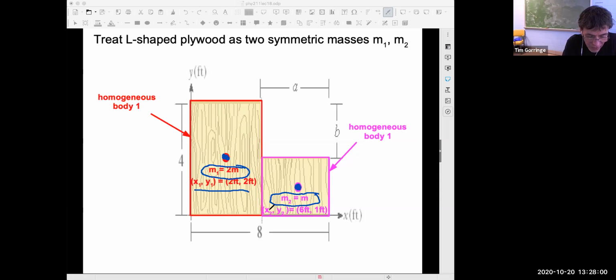I also know the positions of their centers of mass. So for the mass on the left, I called its center of mass position X1, Y1. It's halfway across here, so that's 2 foot. Halfway up here, that's 2 foot. So it's 2, 2 in feet. And for this one over here on the right, it's halfway across here, which is going to be 4 plus 2, that's 6 foot. And halfway up here, that's going to be 1. So this is 6 and this is 1. And so we've now distilled the problem, right? This is great, without doing any calculations really. I've distilled the problem of the L-shaped block of plywood into two point masses, where I know their relative masses, 2M and M, and I know the locations of the centers of mass.